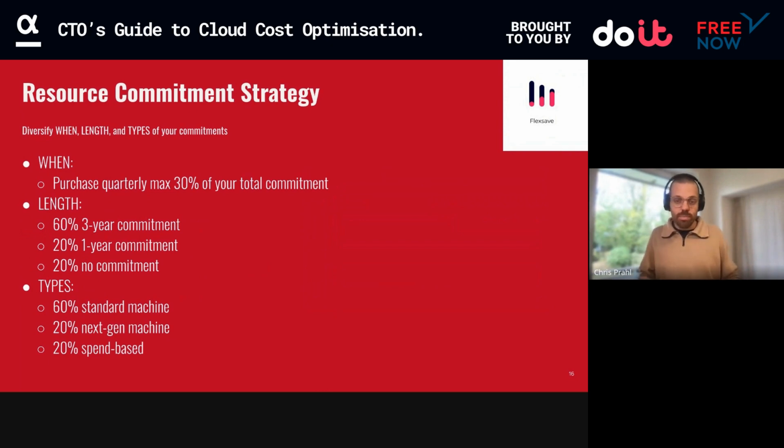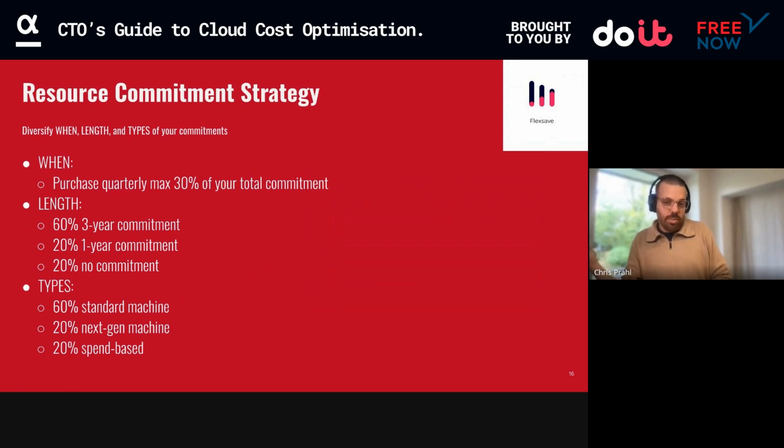Your first commitments are running out and you can either repurchase or you can change them entirely, you can stop using them, etc. Second one, diversify length. 3-year commitments give you the biggest discount. If you currently feel like your workloads are stable enough that you know what you're roughly going to need in 3 years, great. This is a good way to save a lot on your spend.